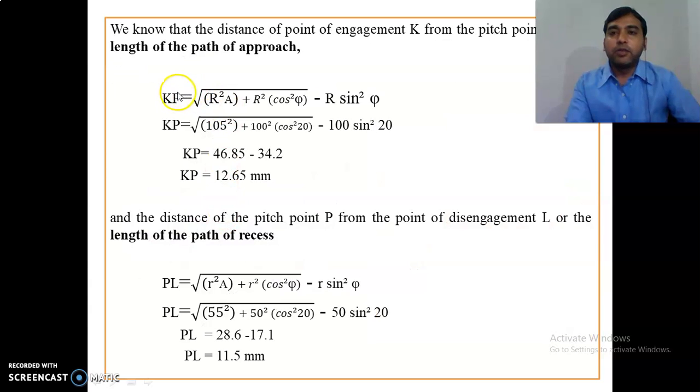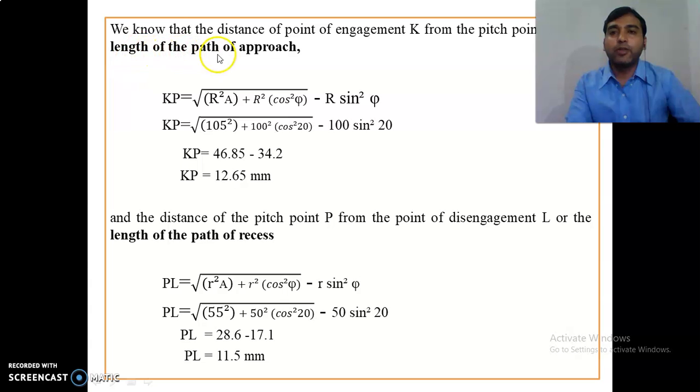Okay. So KP has the formula: under root of (Ra square minus R square cos square phi), minus R sin phi. So put the values of Ra and R, 105 and 100. So we are getting the value of this KP as 12.65 mm.